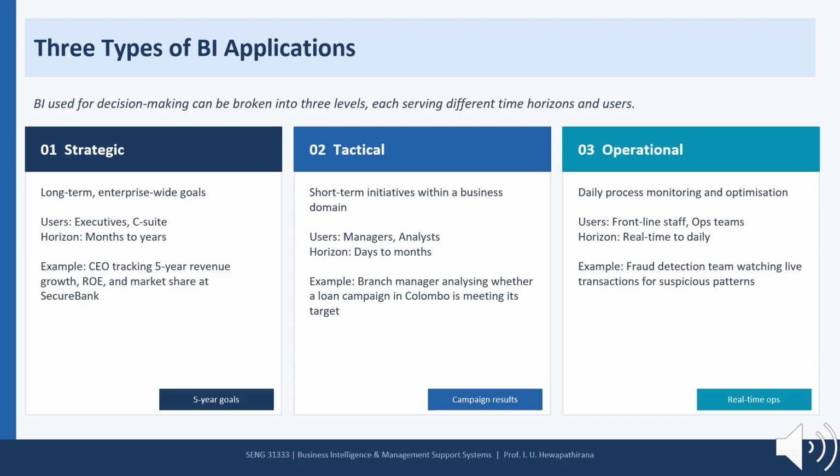At Secure Bank, this is the fraud detection team watching a live dashboard and deciding within minutes whether to freeze a suspicious transaction. Notice the progression here. As you move from operational to strategic, the decisions become less frequent but higher stakes. As you move from strategic to operational, the decisions become faster and more focused on immediate action. A well-designed BI system needs to support all three levels simultaneously.